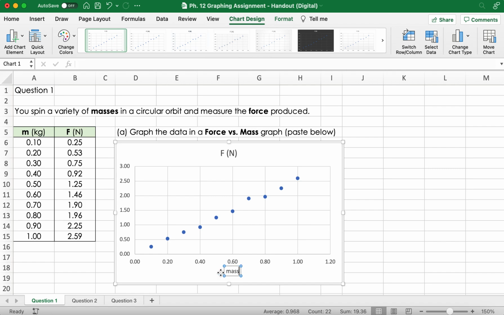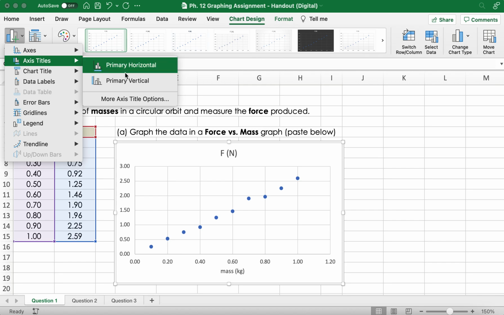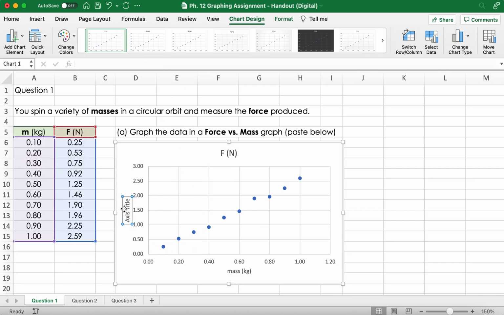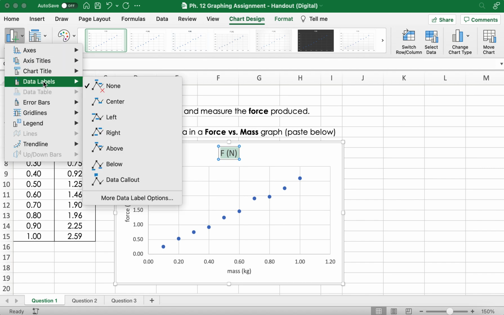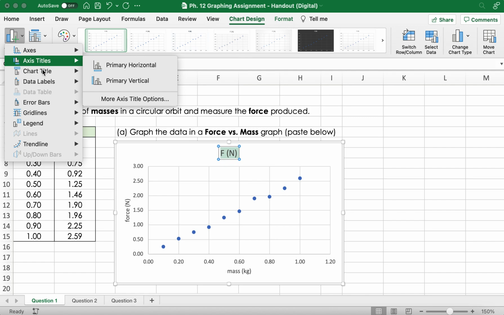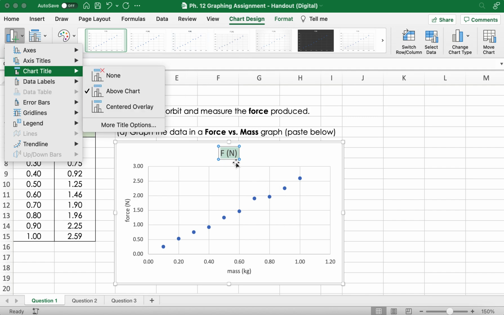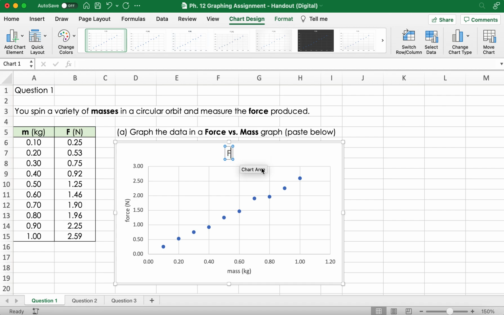This is mass. Please include your units when you're labeling your axes. And we can also add a primary vertical label for the y-axis, and this one is force, measured in newtons. You can also modify your graph title by clicking on it or by going Add Chart Element, Chart Title. And typically our title is Dependent Variable, Force, Units versus Independent Variable and Units.